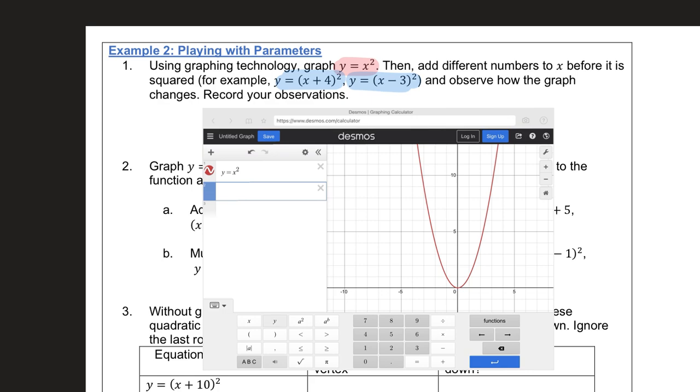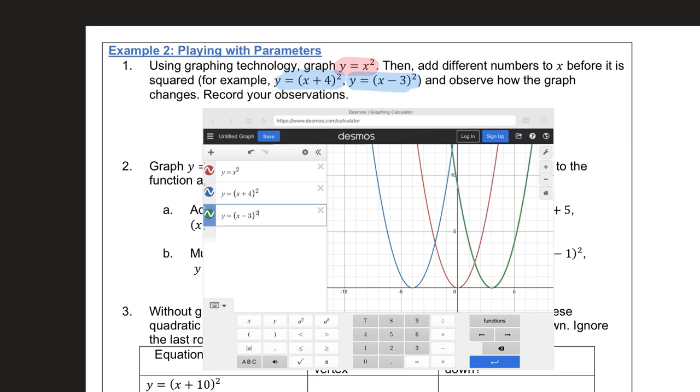So if we have y equals parenthesis x plus 4, then close the parenthesis and square it, we have that blue graph. Then we're going to do the other one, y equals parenthesis x minus 3, close parenthesis, squared. And now we have the green graph.